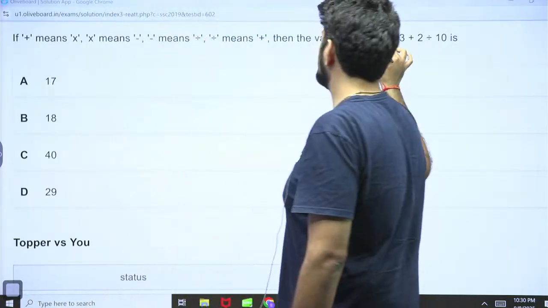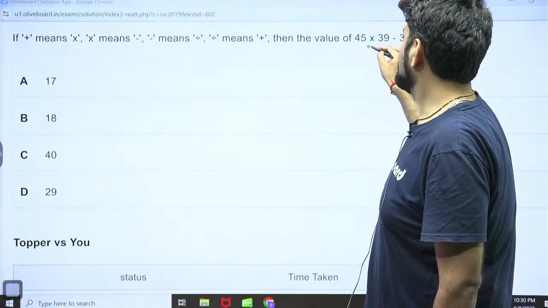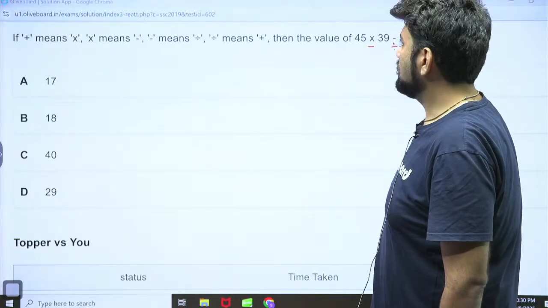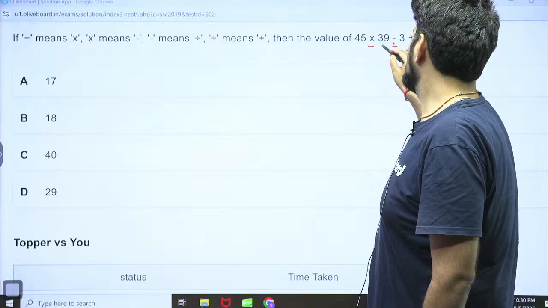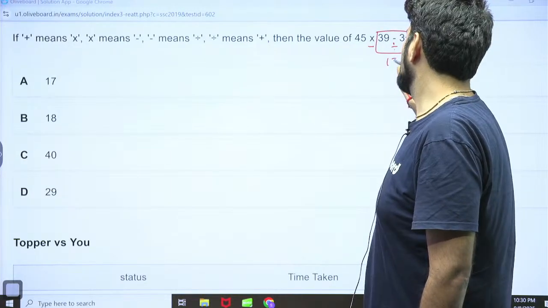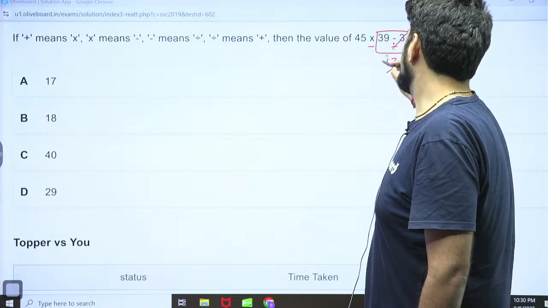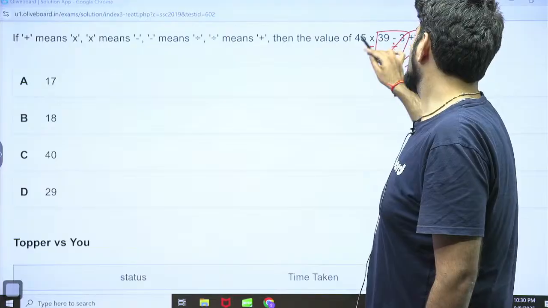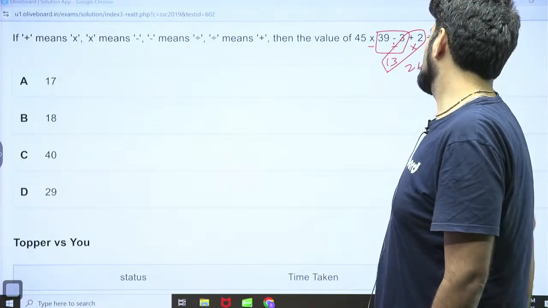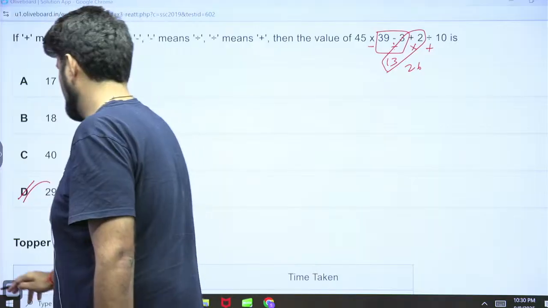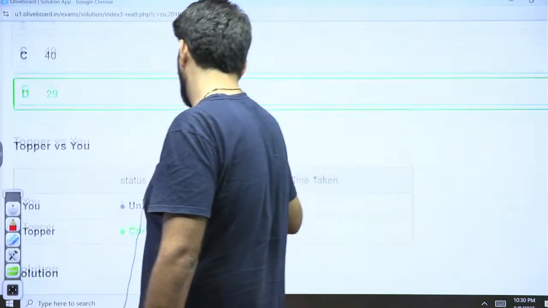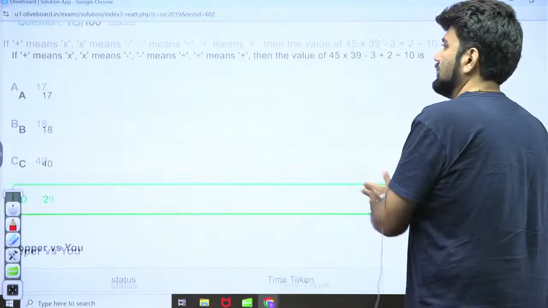Plus means minus, into means minus, minus means divide, plus means into, divide means plus. 39 divided by 3 is 13, 13 into 2 is 26, 45 plus 10, 55 minus 26, 29. Option D. 26 seconds, excellent.